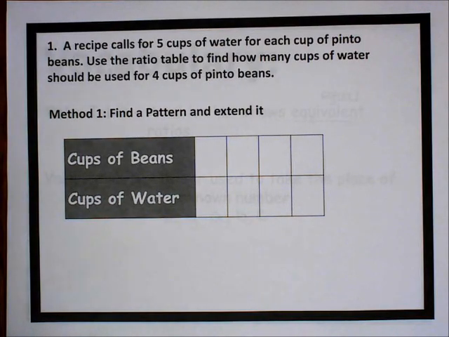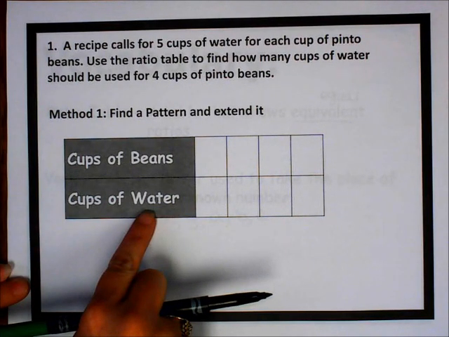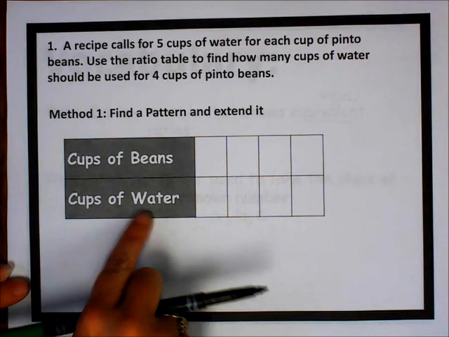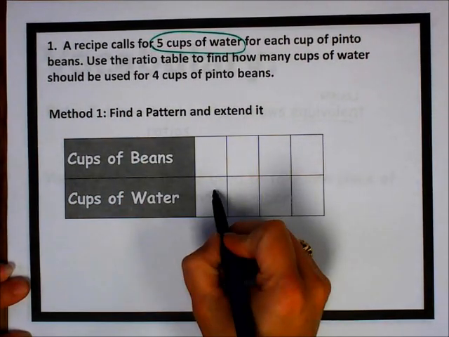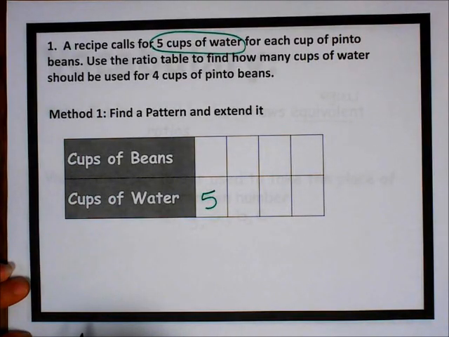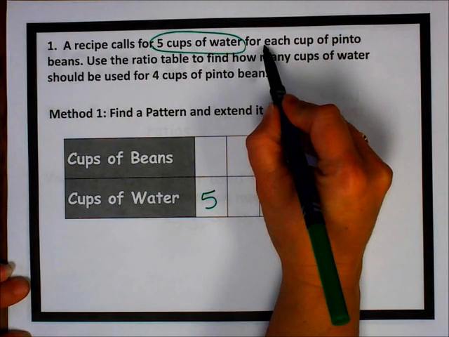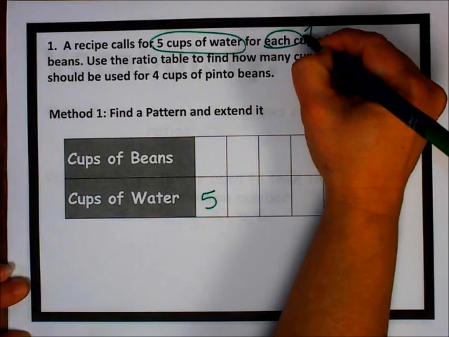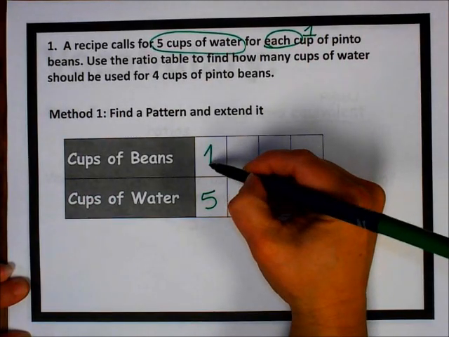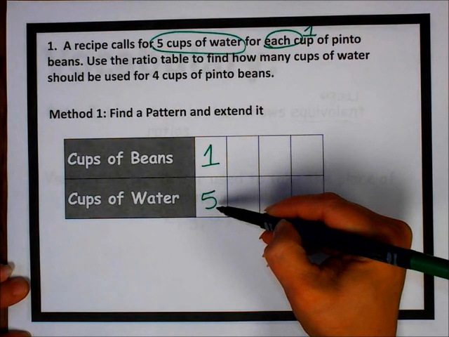Now that you have your ratio table drawn, let's fill it out together. I need to look in the problem for how many cups of beans and how many cups of water I'm starting out with. Notice it says I have 5 cups of water, so next to cups of water I'm going to put a 5. And it says for 5 cups of water, that will be enough for each cup of pinto beans. The word each means 1. So for every 1 cup of beans, I will need 5 cups of water.